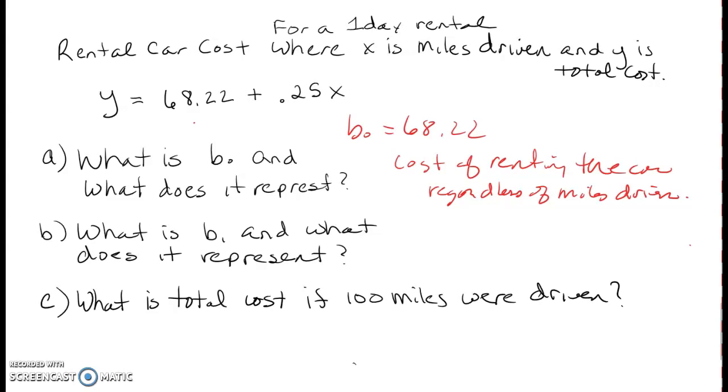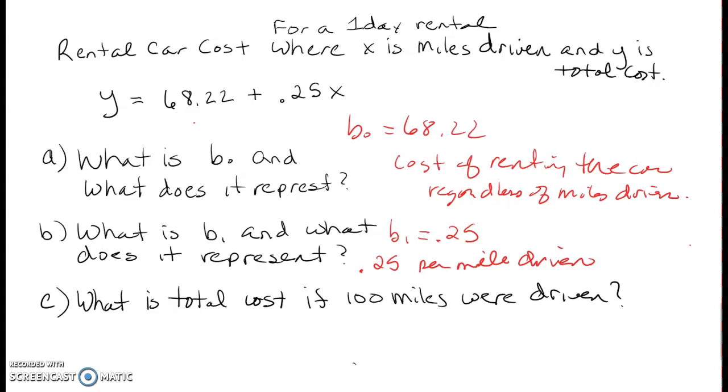Now, b sub 1. Which of those is b sub 1? We now recognize b sub 1 is our slope, which means it's the coefficient of our x. b sub 1 is 0.25, or 25 cents, times however many miles driven. So it's the cost per mile. You're going to pay 25 cents per mile driven. Okay. So every mile you drive, another 25 cents is added on to your total cost.